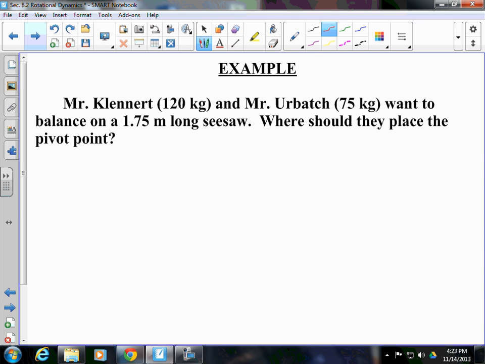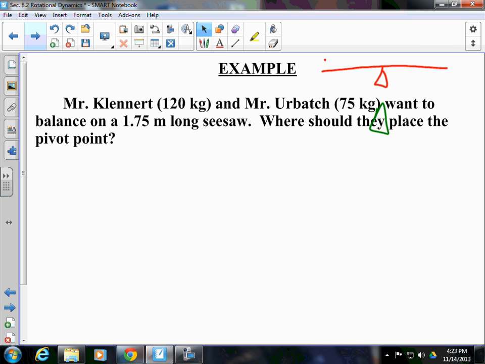So essentially we have two people of different weights. Ideally, if you had a seesaw, the pivot would be in the middle, but that would mean that we both weighed the same, which we don't. So what we're going to have to do is shift the center of the seesaw over. And how much are we going to have to shift it over? That's the equation we're going to have to use.